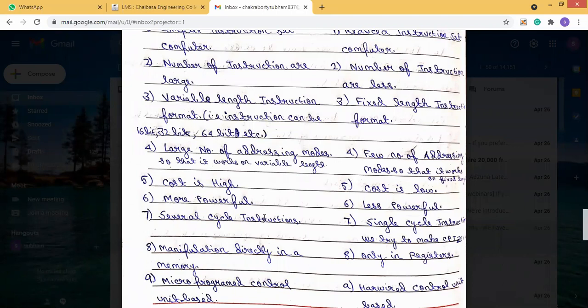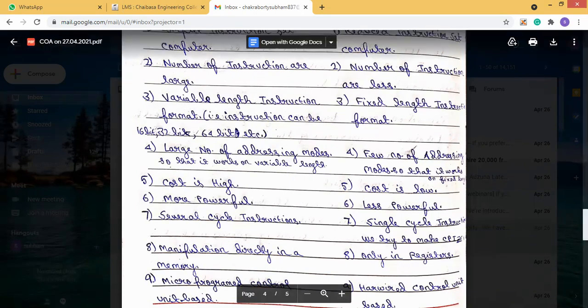In CISC, the manipulation mainly works directly in memory; all the instruction manipulations work in memory. But in case of RISC, we use registers. And CISC is based on a microprogram control unit, whereas RISC is based on a hardware control unit.